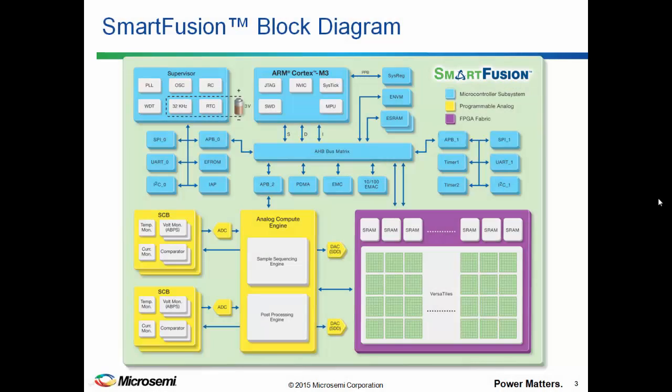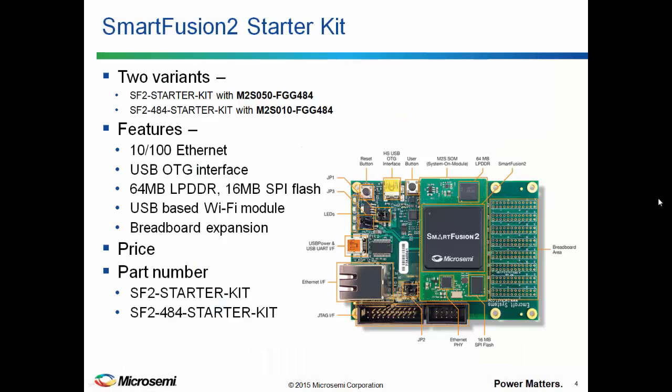And we talked about SmartFusion and SmartFusion 2. We have some boards for SmartFusion 2. There's a few different boards. This is the SmartFusion 2 starter kit. The starter kit has a SmartFusion 2 device that sits on what we call a system on module. It actually snaps onto a little baseboard. There's two versions of this, one that has a SmartFusion2 050 and one that has a SmartFusion2 010.